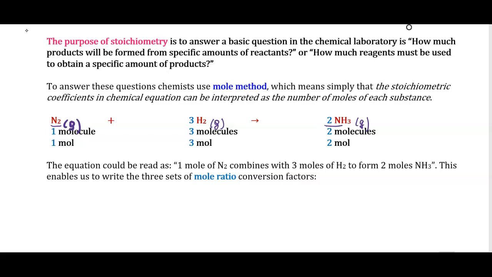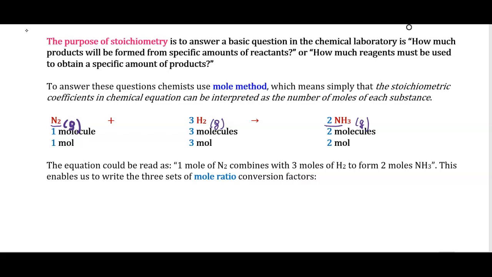What do the coefficients mean according to the quantity of atoms, right? So we can read these coefficients like that: one molecule of nitrogen can react with 3 molecules of hydrogen gas, and 2 molecules of ammonia are formed in this reaction. Or we can go with moles.